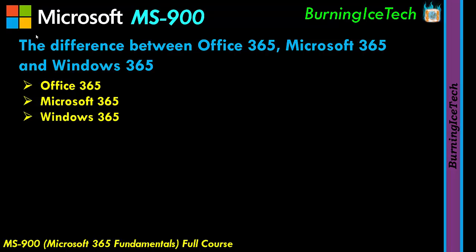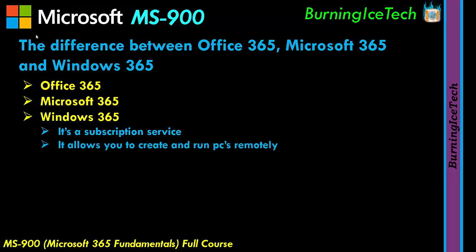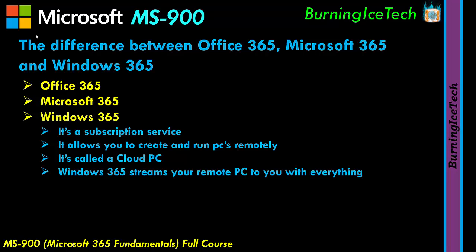Now, with Windows 365, this isn't exactly an operating system per se. It's not installed on your PC like your normal Windows. Windows 365 is a subscription service for organizations that allows you to create and run PCs remotely. It's called a cloud PC. This means Windows 365 securely streams your personalized Windows desktop, apps, settings, and content from the cloud to any device. You can basically say the user's computer is now virtual and, well, in the cloud.